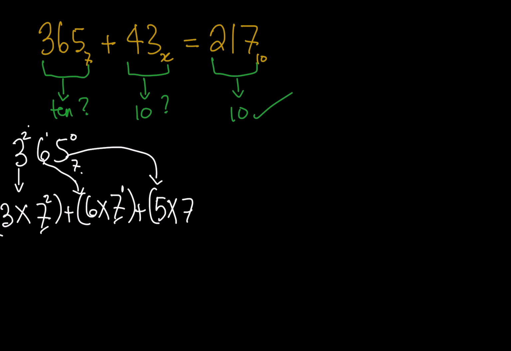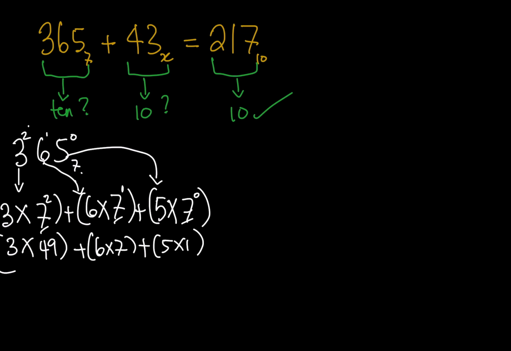We told you the base keeps the same, and then the exponent goes to the top, which is 0, like that. And then we're going to have 3 times 49, because 7 squared is 49, plus 6 times 7, plus 5 times 1. And then we end up getting 3 times 49. We have 49 times 3.